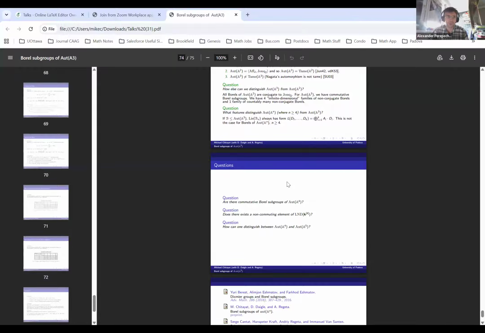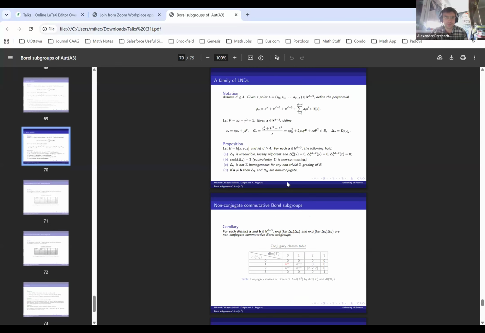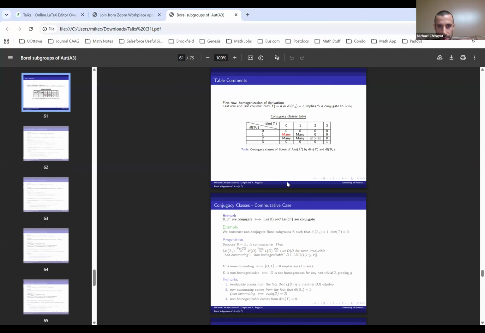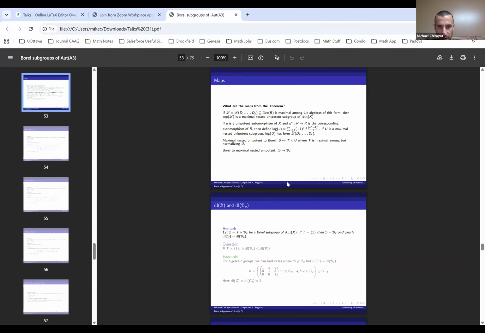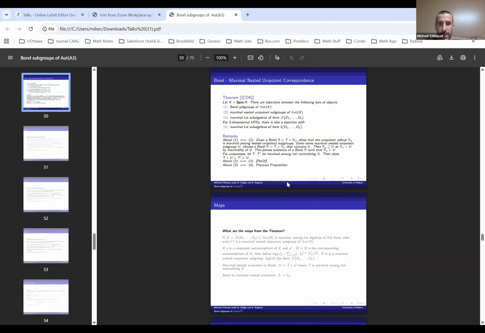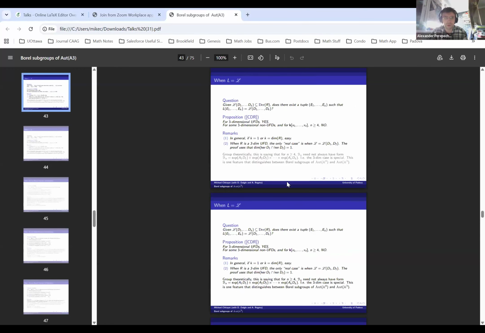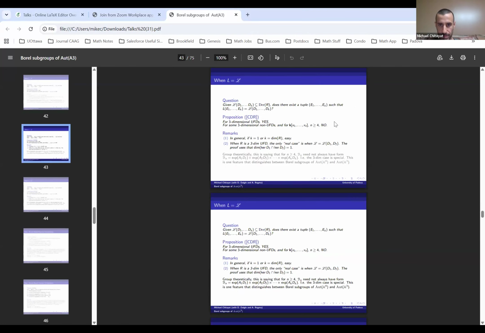In dimension 3, on A3, you don't need to localize your result, right? Yeah, I guess you're talking about the proposition that I mentioned, where you can always replace your D1 and D2 by another pair. Yes.